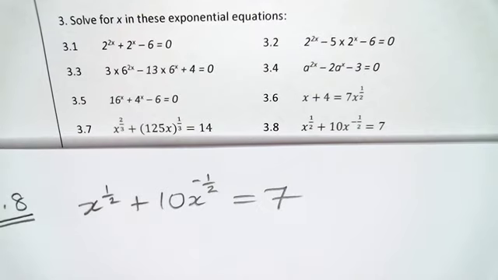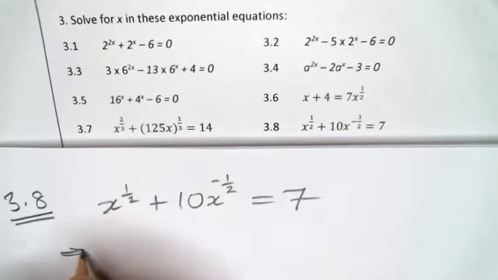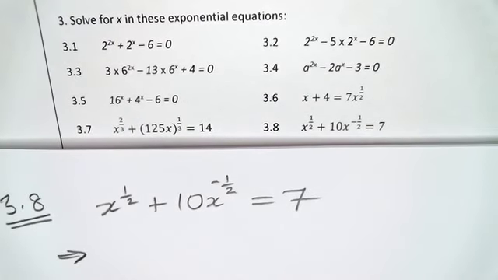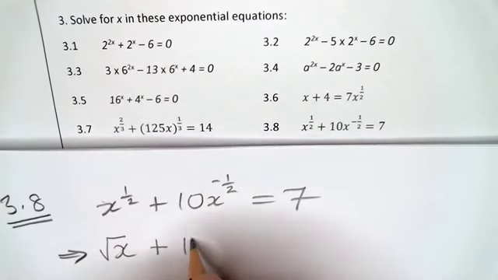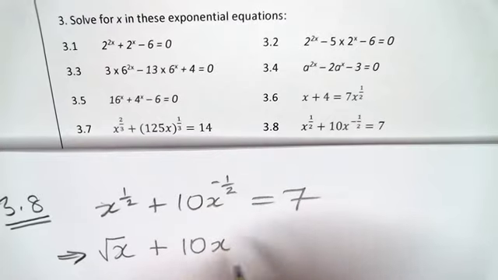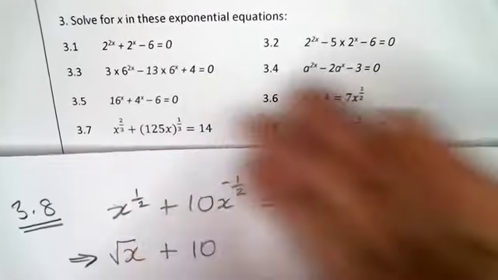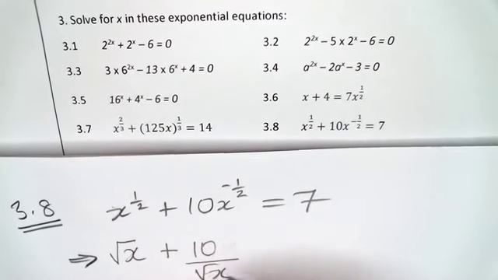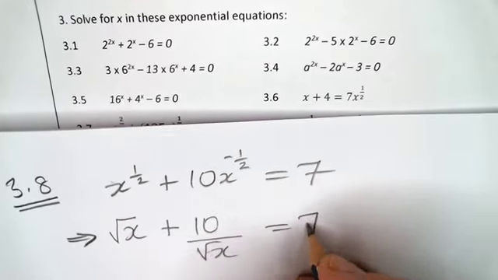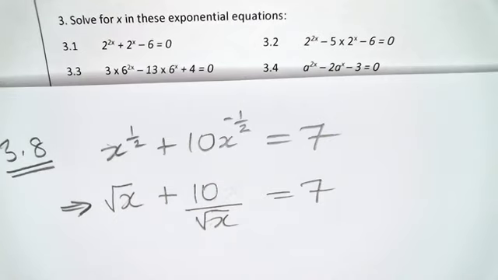So lots of ways of doing this. I'm going to turn this into third form for a moment. So this is really root x plus 10 over root x is equal to 7, yeah? So I can see we're going to end up in quite a different place, actually.